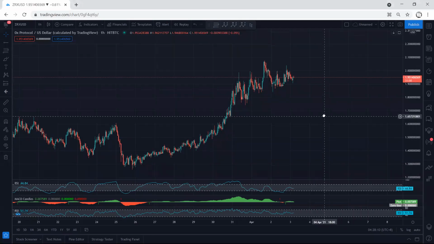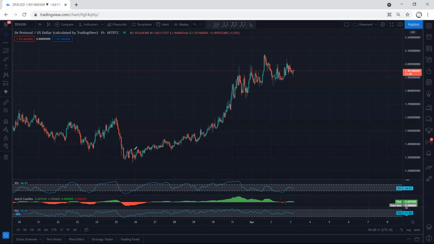ZRX, we start with the 1 hour chart. First of all, if you refer to our analysis, since the price was here, we have been looking for buy. This is what we get.